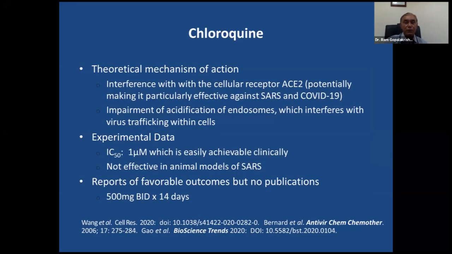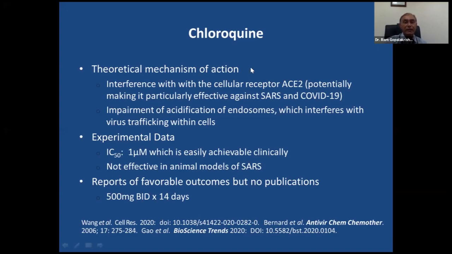We will start off with chloroquine, a very ancient drug, very cheap. The theoretical mechanism of action is that it interferes with the cellular receptor ACE2, which Dr. O.C. described yesterday, and therefore it might work against both SARS-CoV-1 as well as SARS-CoV-2. It also impairs the acidification of endosomes, which interferes with virus trafficking within cells. Perhaps it might work best if given early in an infection.